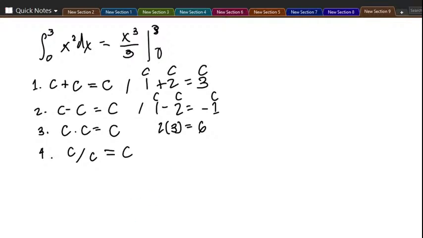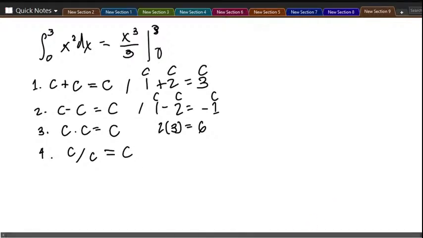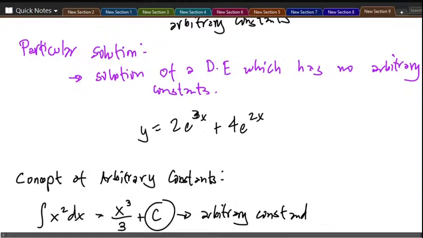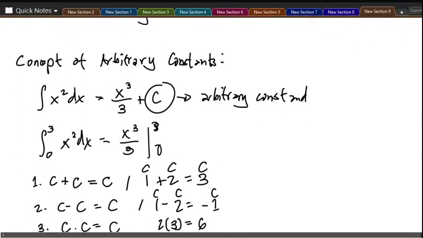I believe our Wi-Fi was reset, so I'm not sure where the discussion ended, but I believe we ended on the concept of arbitrary constants. This is from your integral calculus. Again, this is an indefinite integral, that's why we have an arbitrary constant, and this is a definite integral, that's why we don't have any arbitrary constant.